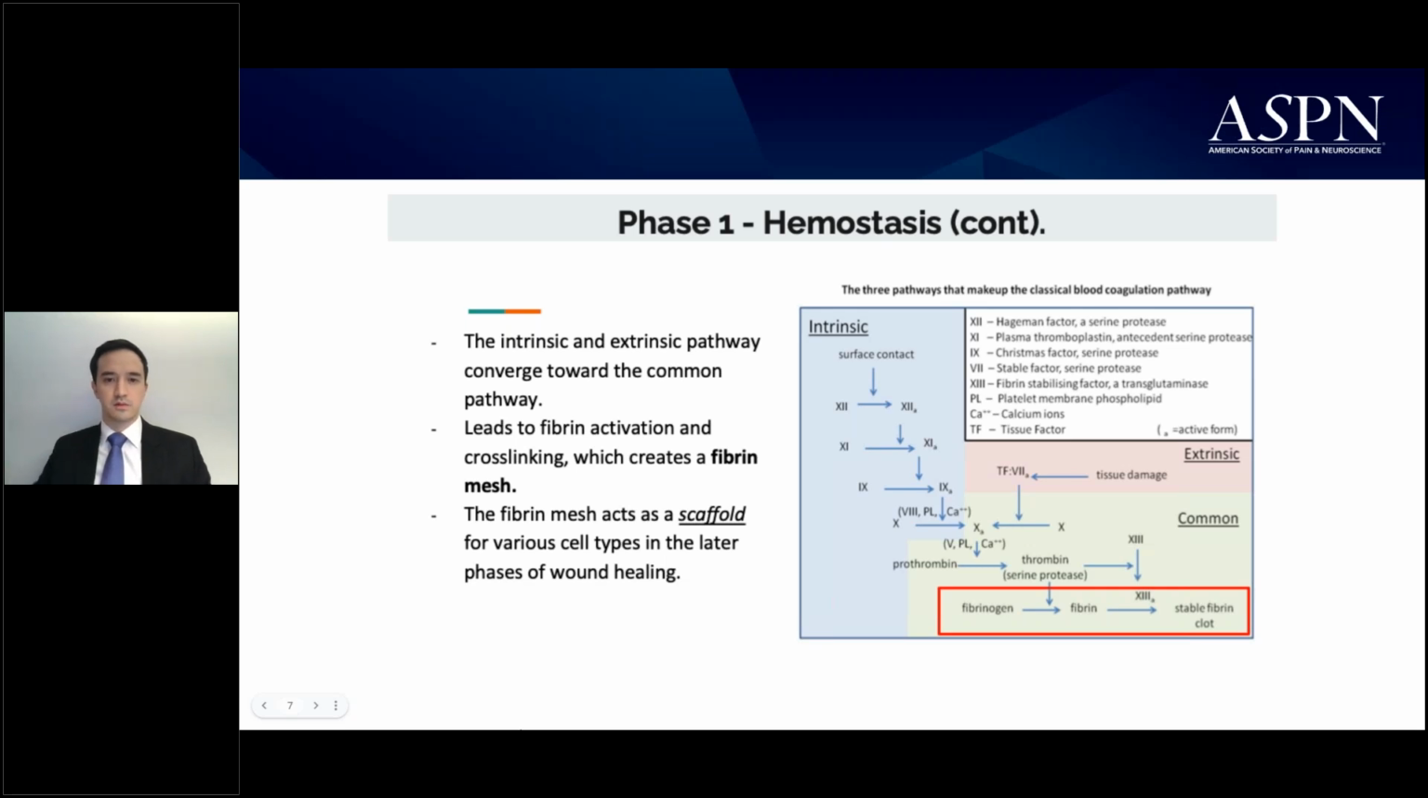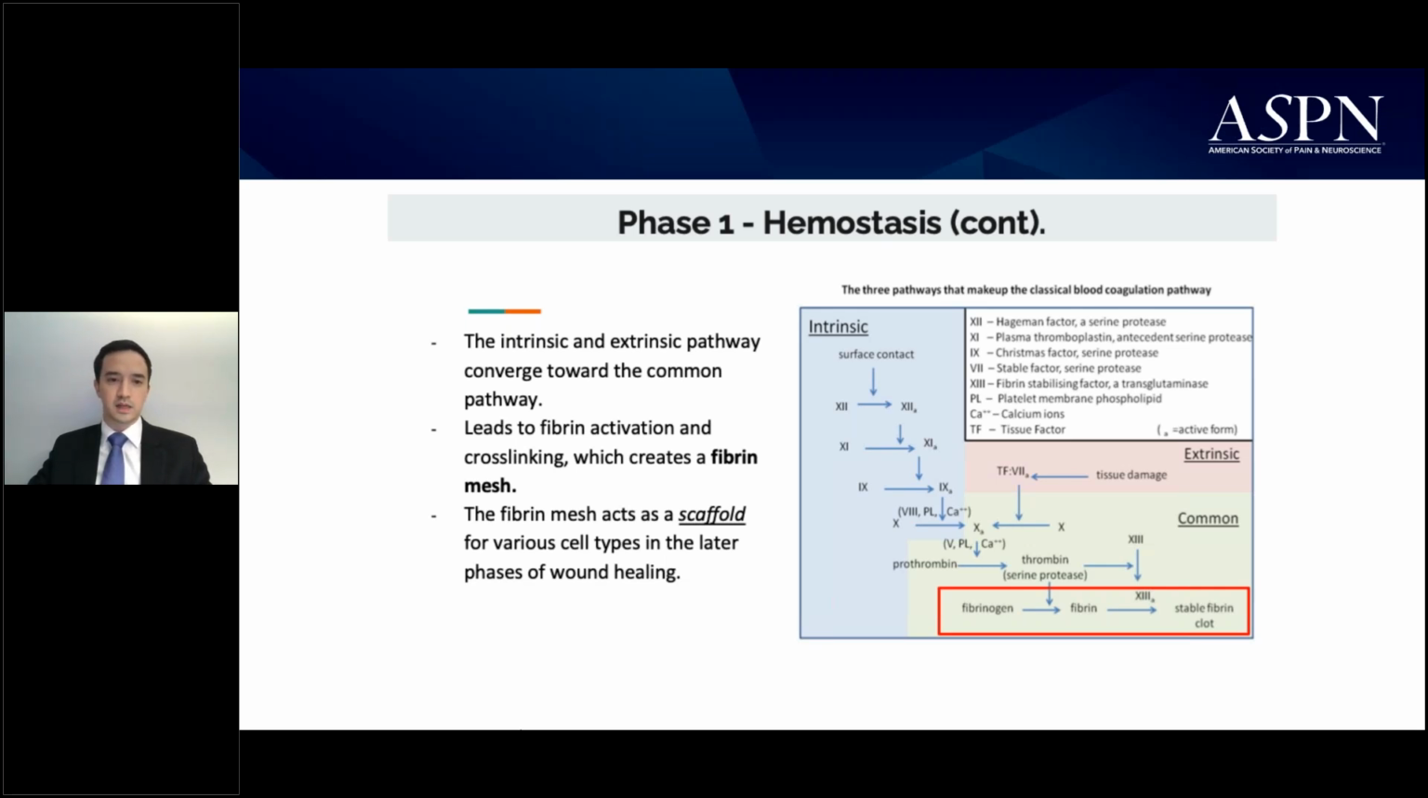So here we see the two main coagulation pathways, which are the intrinsic and extrinsic coagulation pathways converging onto the common coagulation pathway. The extrinsic coagulation cascade is independently activated by tissue factor, which is a protein that's released by damaged endothelium and is also exposed within the subendothelium after tissue damage, binding factor 7 and ultimately activating factor 10.